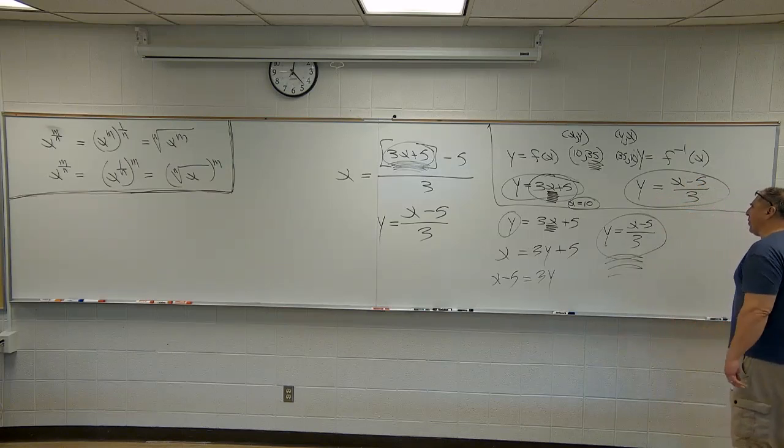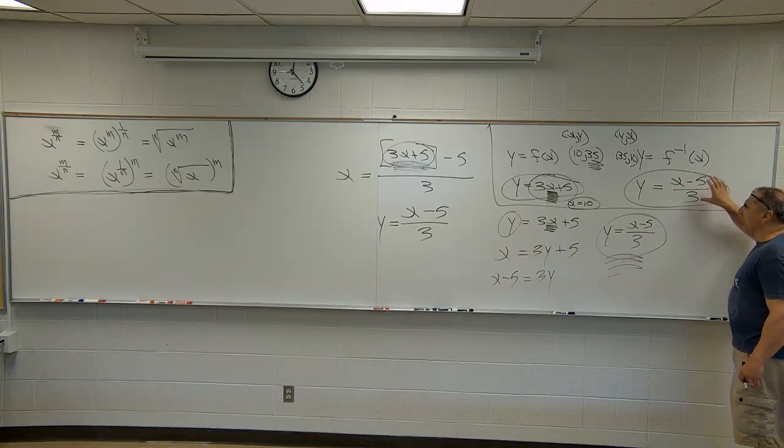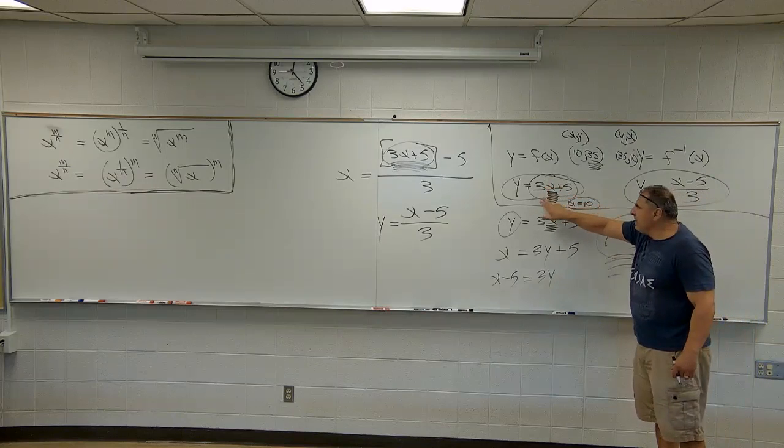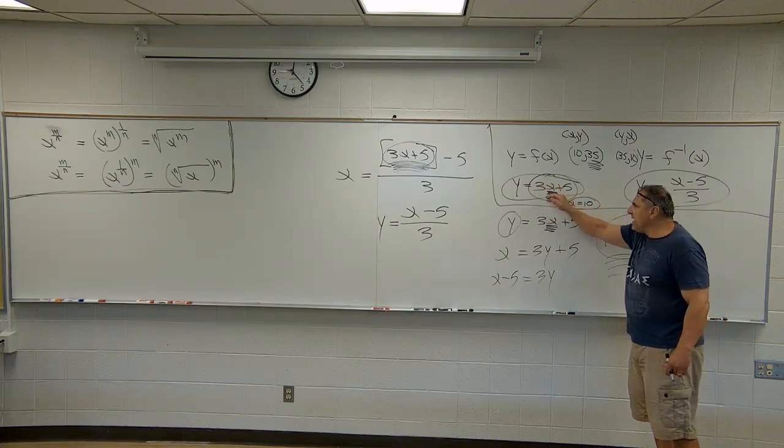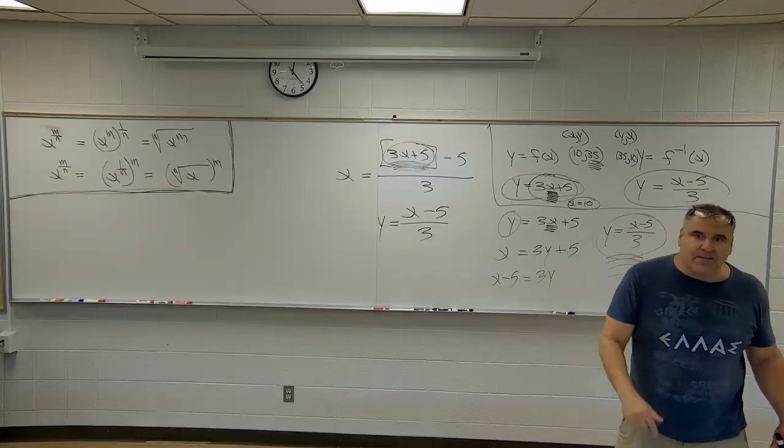I wonder if it works the other way. What if you put the 10 right here? 10 minus 5 is 5. 5 divided by 3 is 5 thirds. Put the 5 thirds right here. 5 over 3 times 3 cancels. You got 5. 5 and 5 is 10. No matter which one you do first, you go back to the other one.